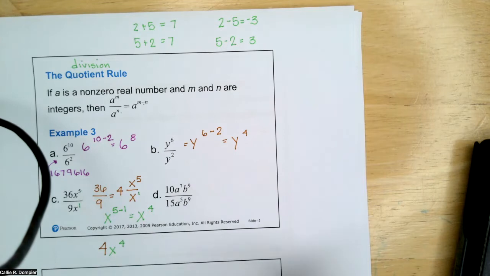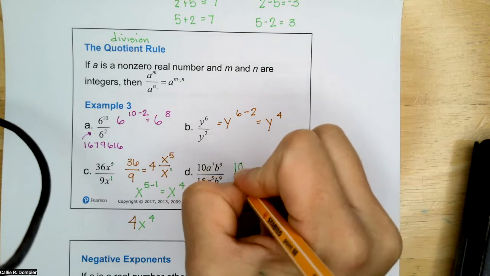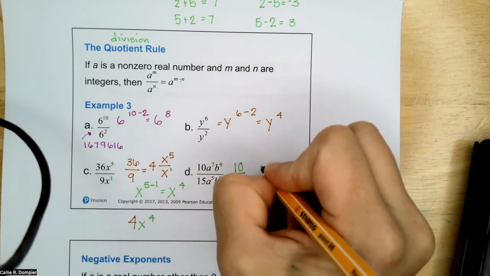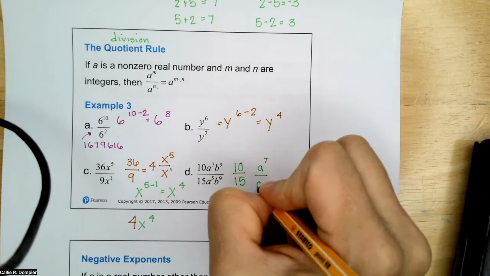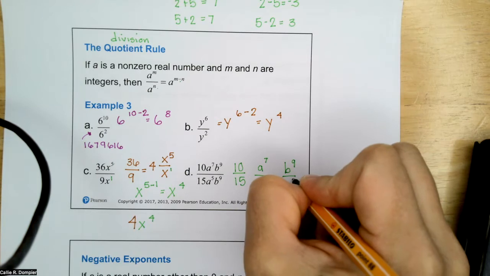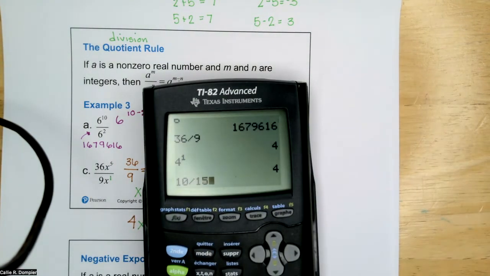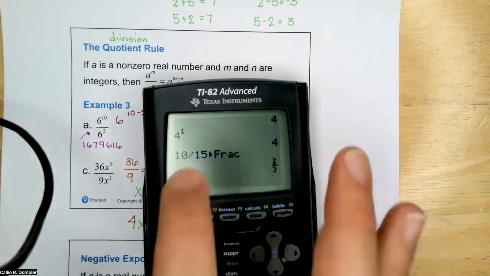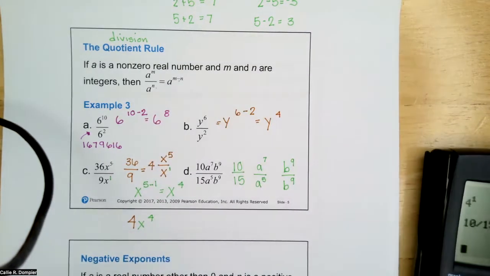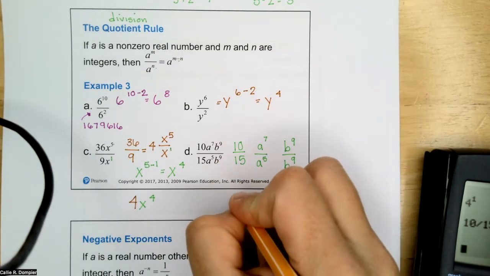10 divided by 15, let's separate it out. 10 divided by 15, a to the 7th over a to the 5th, and then b to the 9th over b to the 9th. You can do it all separately. 10 divided by 15 is 2/3. Why? Because I can divide them both by 5. 10 divided by 5 is 2. 15 divided by 5 is 3. So 10/15 becomes 2/3.